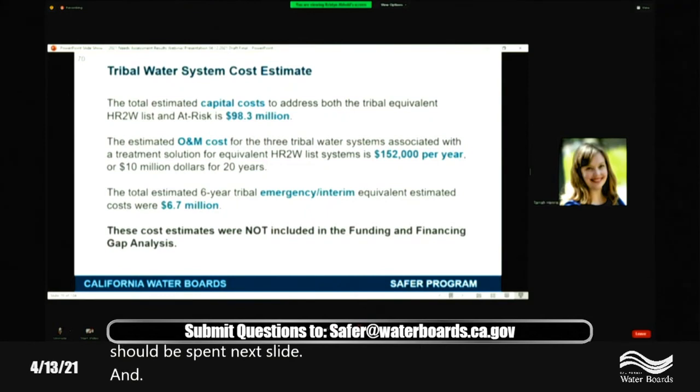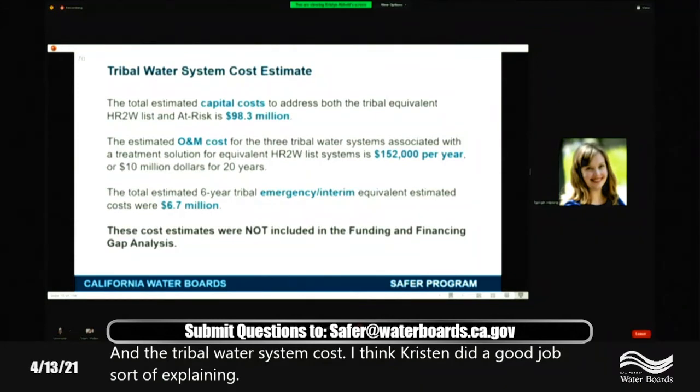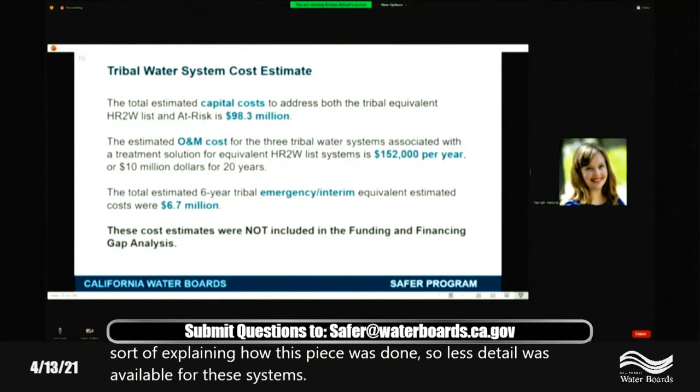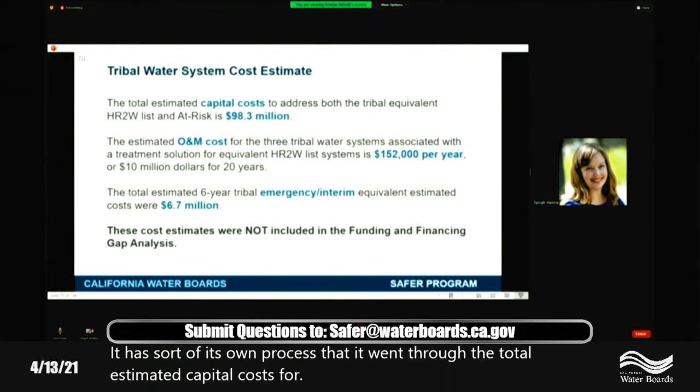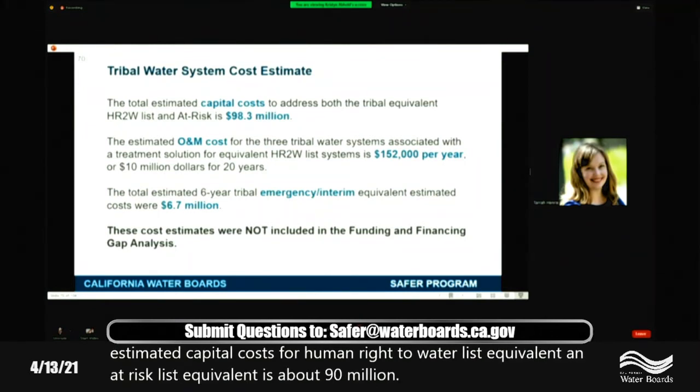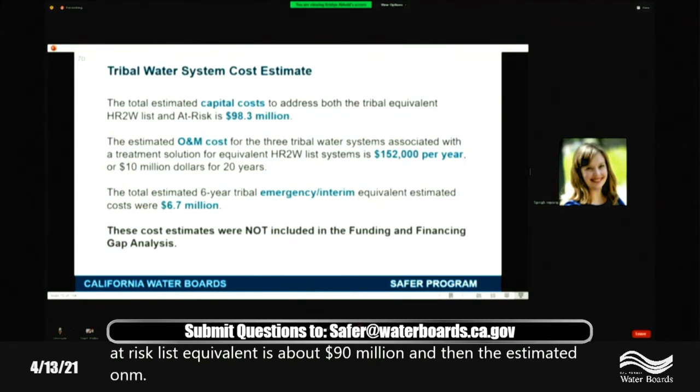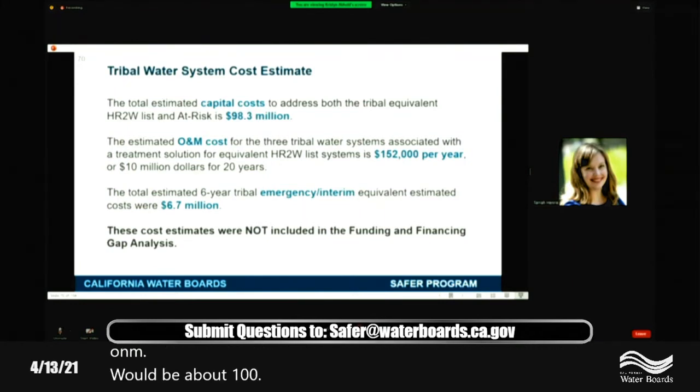And the tribal water system cost, I think Kristen did a good job explaining how this piece was done. Less detail was available for these systems, so it did not go through the same process. It has its own process that it went through. The total estimated capital costs for human right to water list equivalent and at-risk list equivalent is about $98 million. And then the estimated O&M would be about $152,000 per year, or $10 million per system for the 20 years. And the total estimate for the 6-year tribal emergency and interim equivalent would be about $6.7 million.